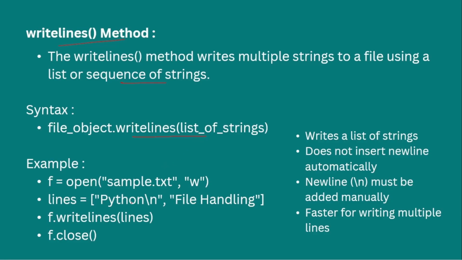So what is happening here is we are opening the sample.txt file in write mode. Then we have this list of strings, Python with the new line character, then file handling. So this entire list of strings will be written onto the file. Okay, so using f.writelines, these lines will be written, and then finally we'll close the file. So it writes a list of strings, does not insert new line automatically. New line must be added manually, and it is faster for writing multiple lines. So I'll show this on PyCharm.